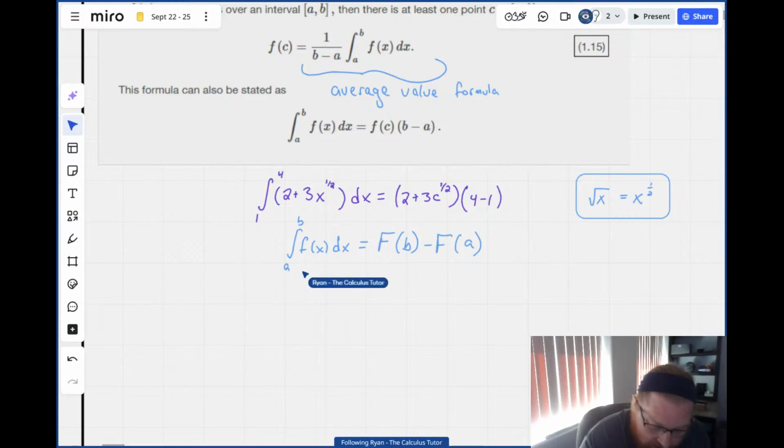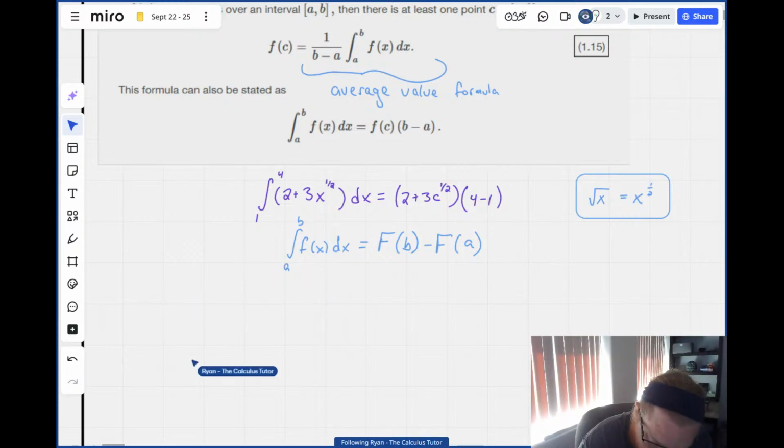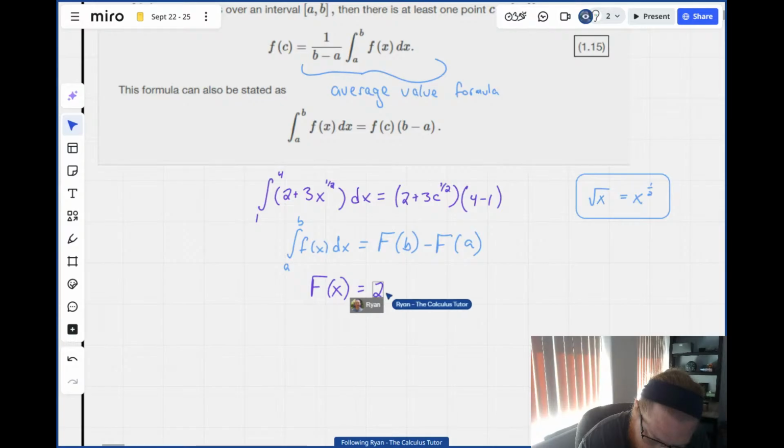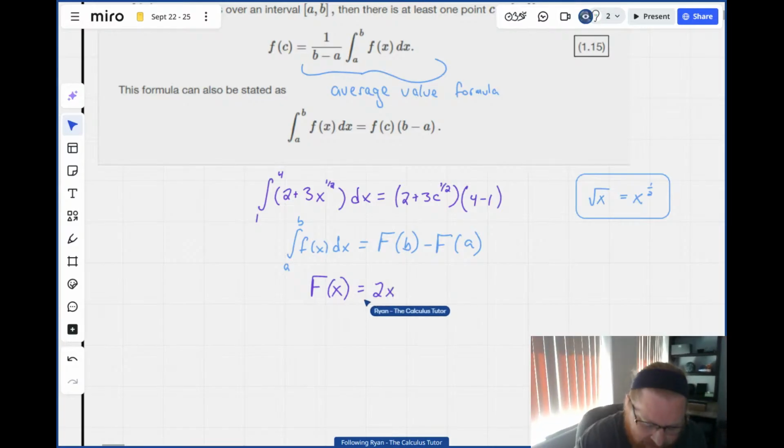So we need to know what the antiderivative is, so we can do that substitution. So the antiderivative of 2 plus 3 x to the 1/2. Well, the antiderivative of a constant just gets the variable. So that's 2 times x.